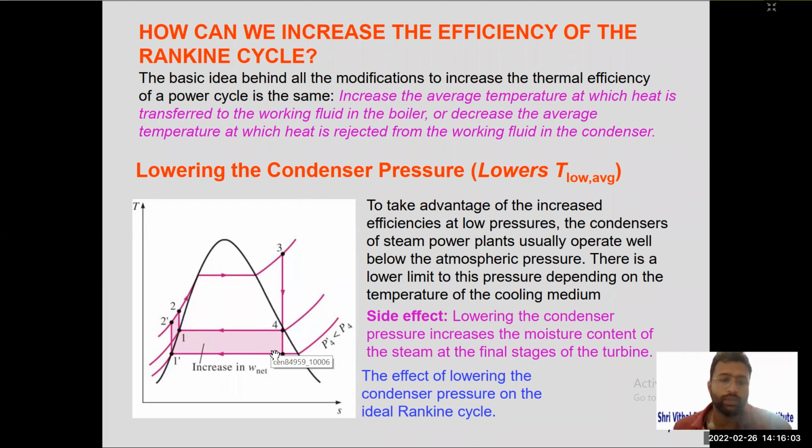But if I lower the pressure of the condenser, the new point is 4 dash. Now the 4 dash point lies in the wet region. That means it is a combination of steam plus water. And as I told you before, if there are some water particles in the steam which fall on the blades of the turbine, in that case there will be corrosion to the turbine. That is the effect of lowering the condenser pressure on the ideal Rankine cycle. In this case the net work done increases.